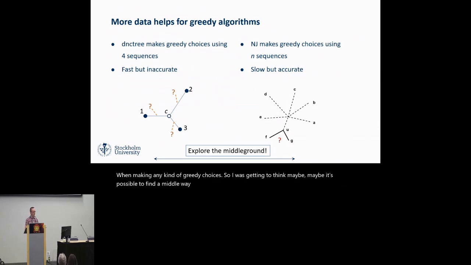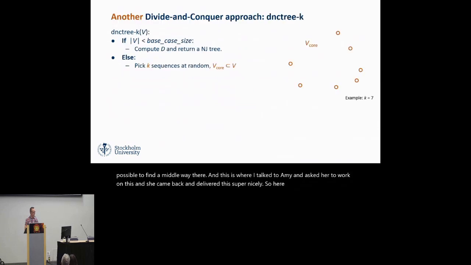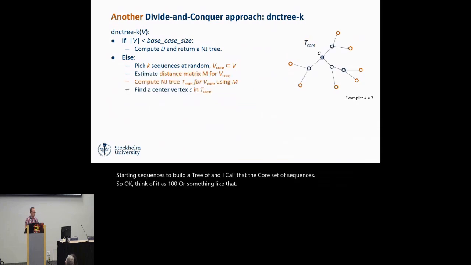And this is where I talked to Amy and asked her to work on this. And she came back and delivered this super nicely. So here is the basic construct now that we scale this up a little bit. So instead of picking 3 sequences, we now take a larger number of starting sequences to build a tree of, and I call that the core set of sequences. So k. Think of it as 100 or something like that. And then on this core set, we compute the core tree.